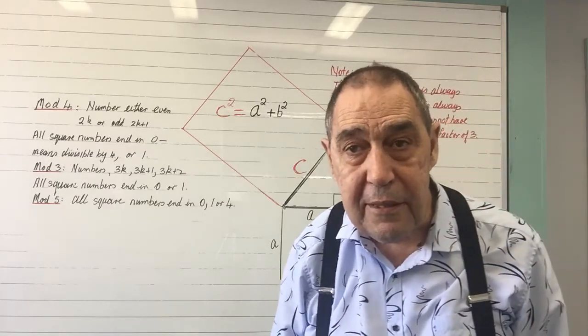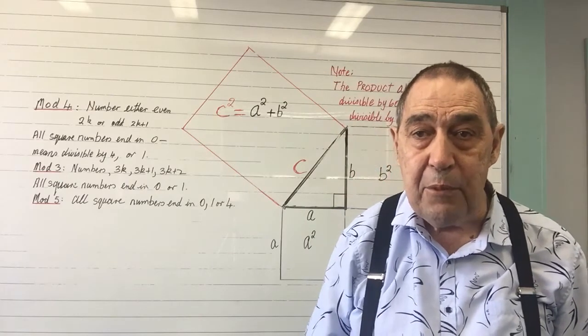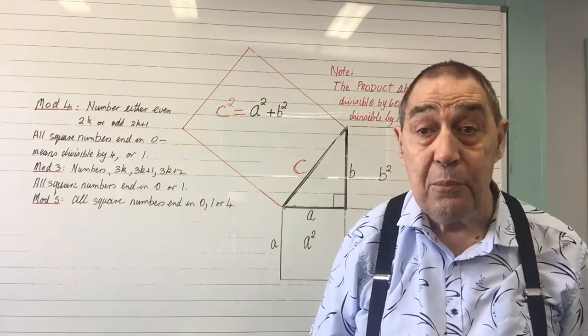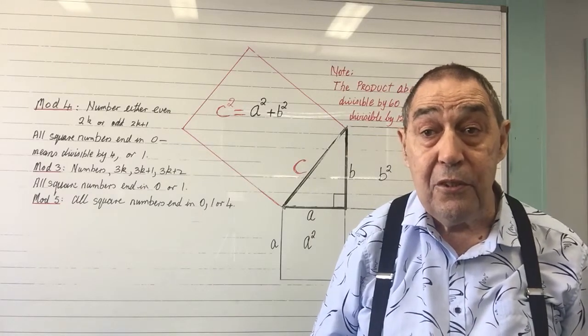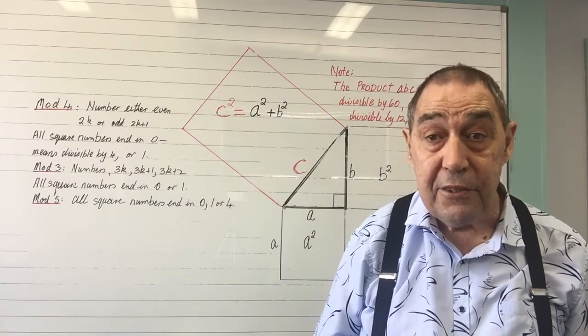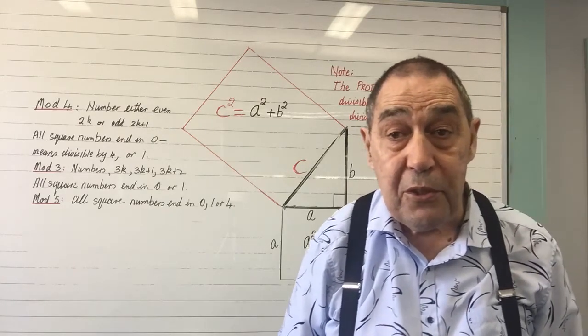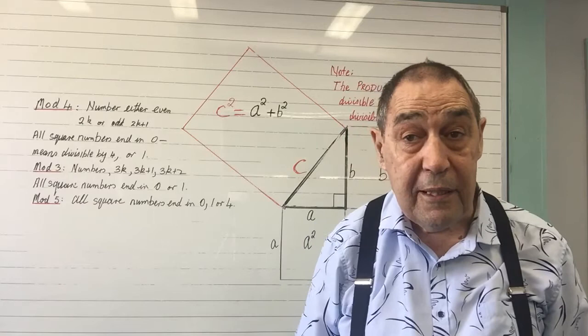I'm going to prove that today in a very simple proof, far more elegant, I feel, than the geometrical proof that Pythagoras used to prove this thousands of years ago. And I'm going to do this by using what we call modular arithmetic.